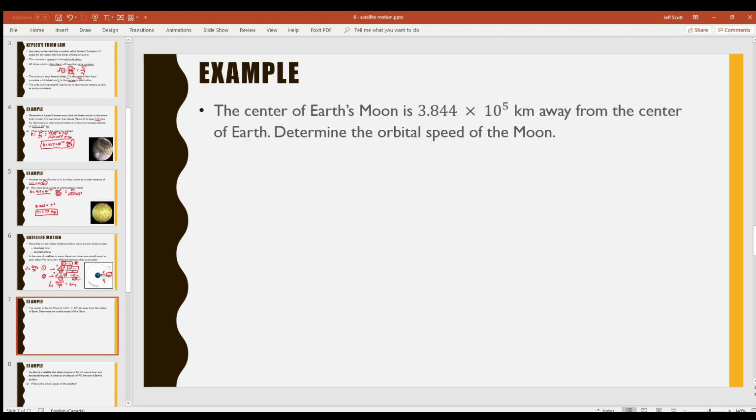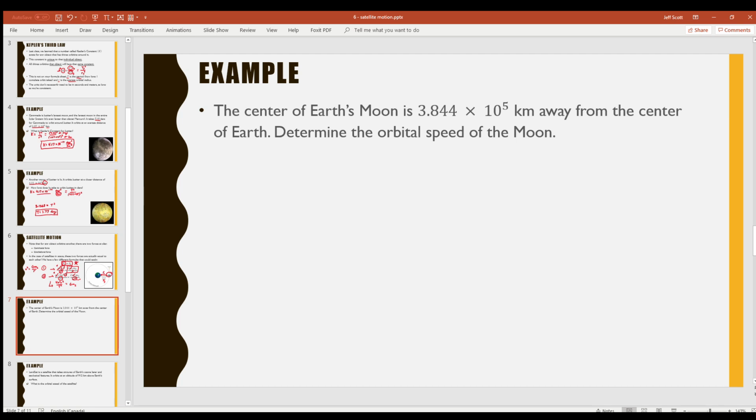Okay, so we're actually going to see it in action now. I want you to jot this question down into your notes. So the center of Earth's moon is 3.844 times 10 to the 5 kilometers away from the center of Earth. Determine the orbital speed of the moon.